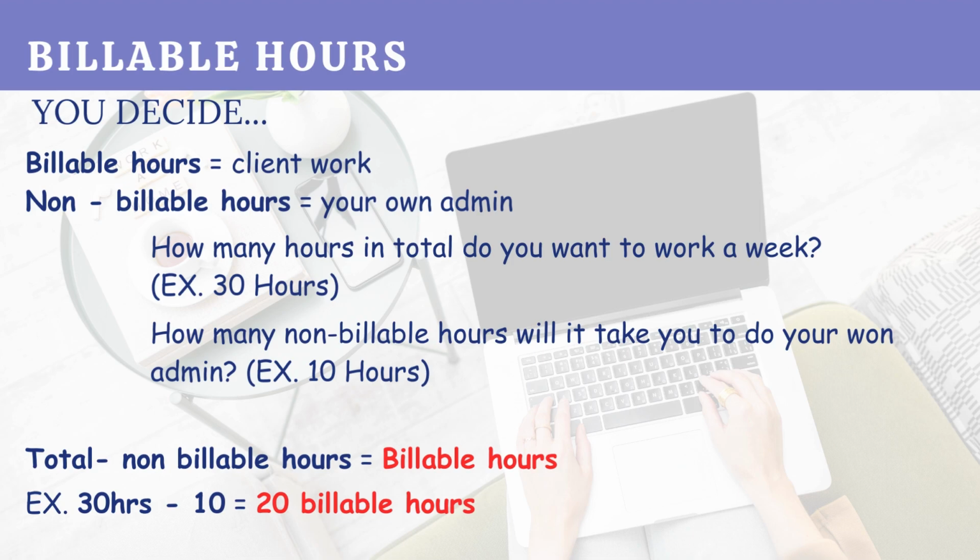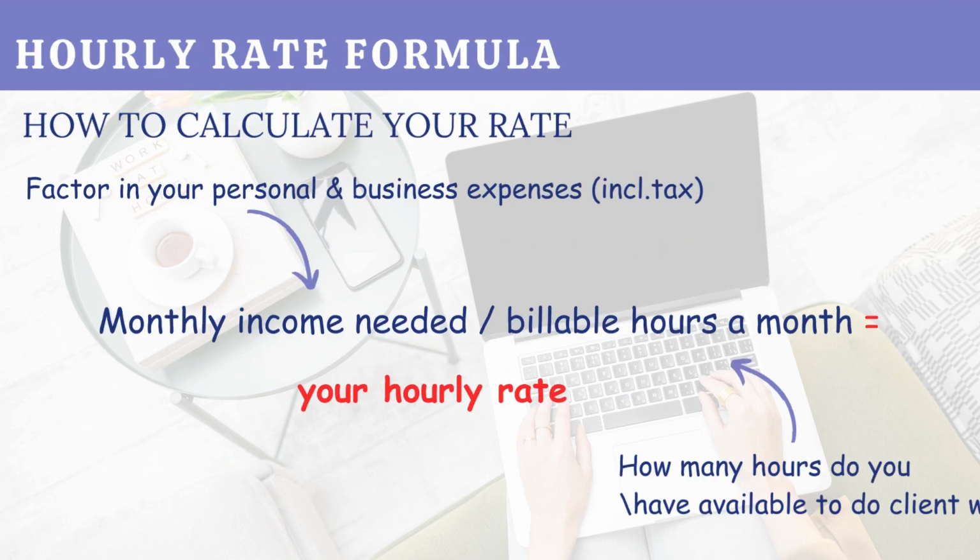Okay, so here is a formula that you can use to calculate your hourly rate. Your hourly rate will be the monthly income you need to make divided by how many billable hours you have available. For the monthly income that you need, you have to go back to your personal expenses and your business expenses, including tax. You just have to add the total and you can get the amount that you need for your monthly income. Just follow this formula in order to have an idea of what your hourly rate will be in the future.